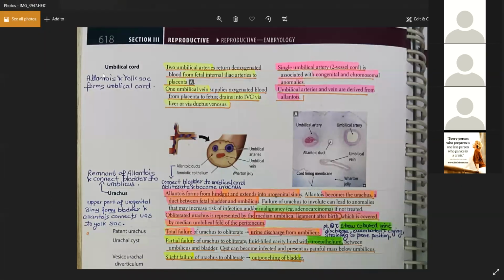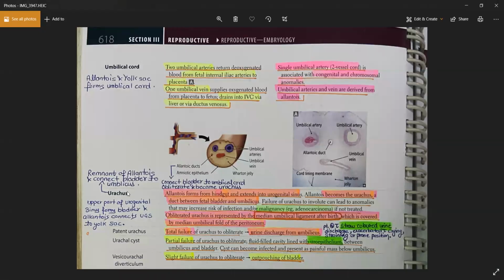Okay, so that was about the umbilical cord. The second function of the allantois is to form the urachus. The urachus will connect the urinary bladder to the umbilicus, that means to the yolk sac ultimately. So the allantois is formed from the hindgut. It is mentioned here. Yeah, it forms from the hindgut. That means the endoderm, of course. So the allantois is derived from the endoderm. Then it extends into the urogenital sinus. In the later stage, this allantois will become the urachus that connects the umbilicus with your urinary bladder.